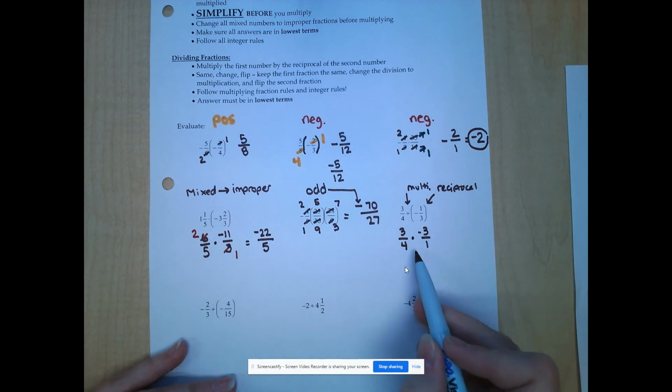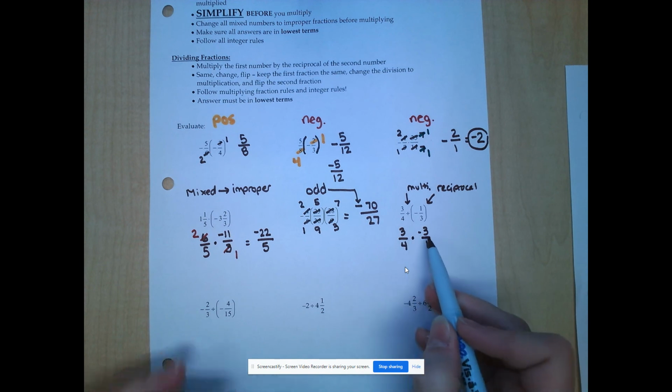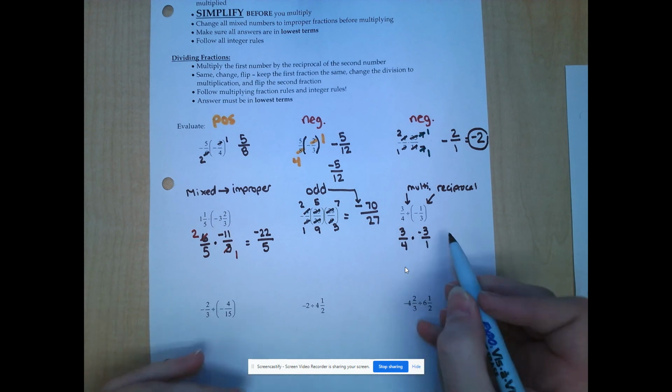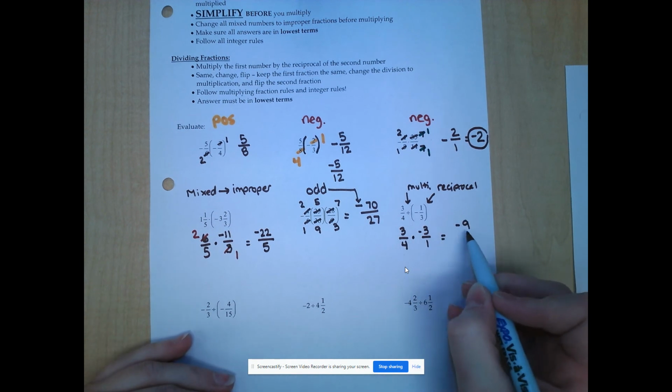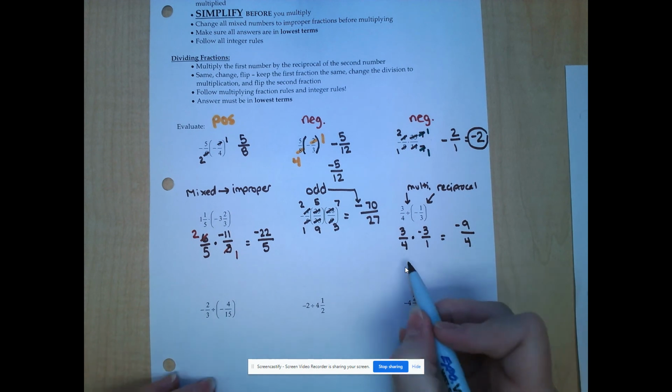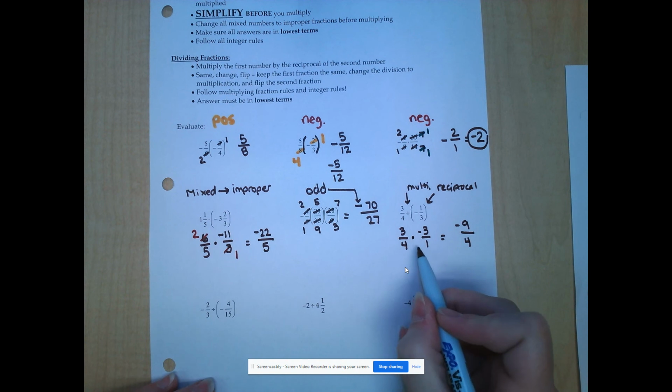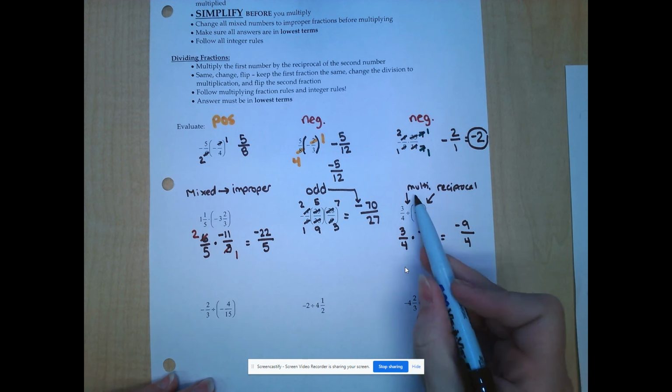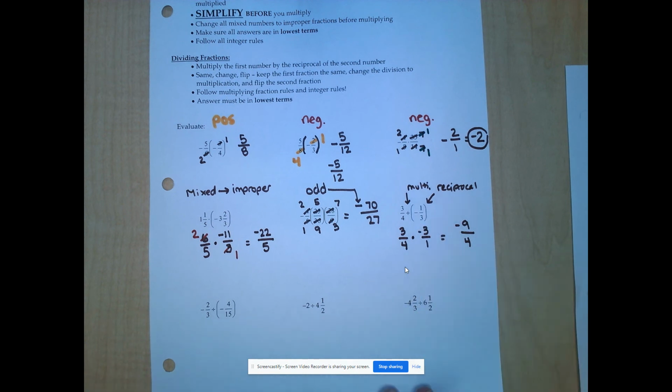Now it's a multiplication problem. 1 is negative, so the signs are different. 3 times 3 would be -9. 4 times 1 is 4, and I'm done with that problem. So division, some people say, remember, same, change, flip. It's also changing to multiply by the reciprocal.